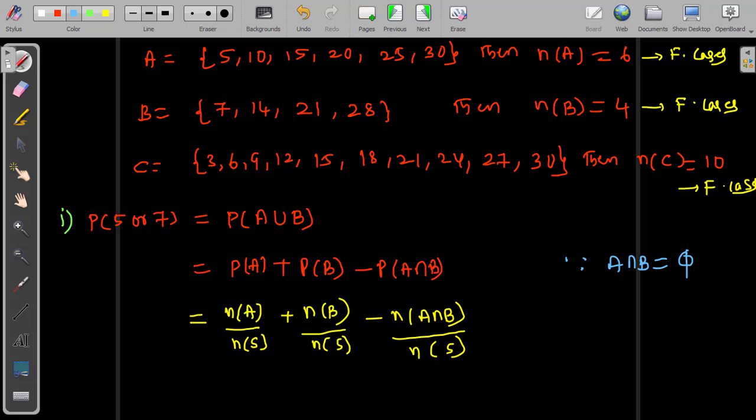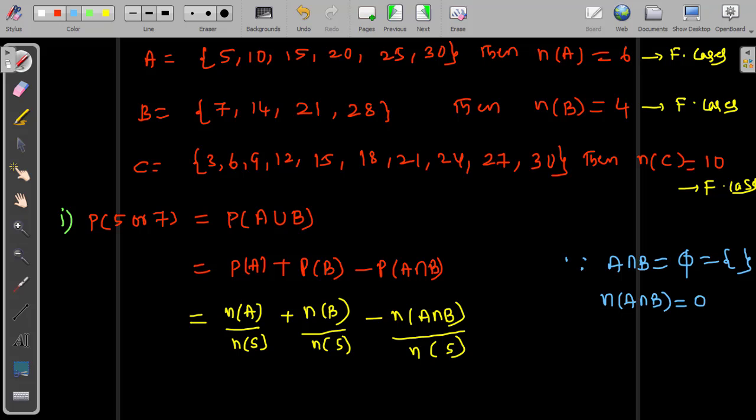So in this case, what about n of A intersection B? A intersection B is an empty set, denoted by phi or empty braces. So there are no elements. So the number of elements in the empty set is 0. Directly I am writing 0.